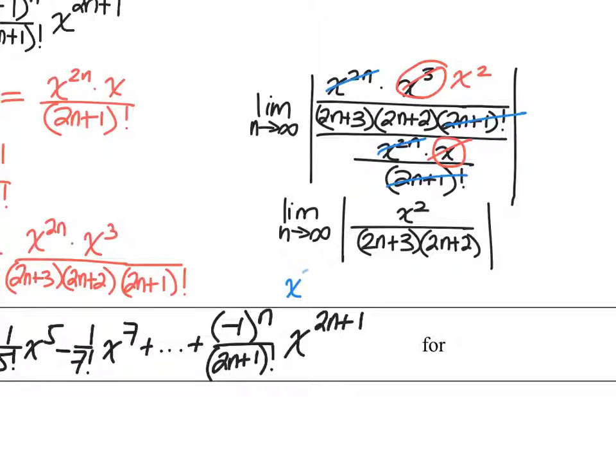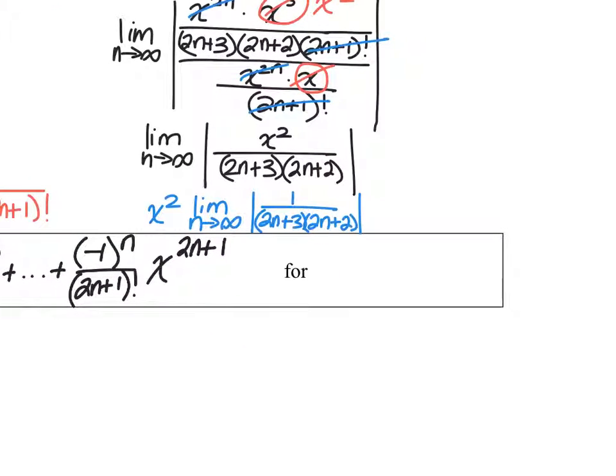We're going to have x squared times the limit as n approaches infinity of 1 over 2n plus 3 times 2n plus 2. So we're going to get x squared times what? 0.